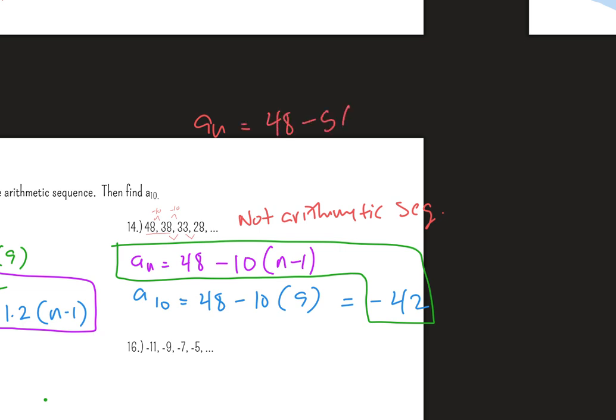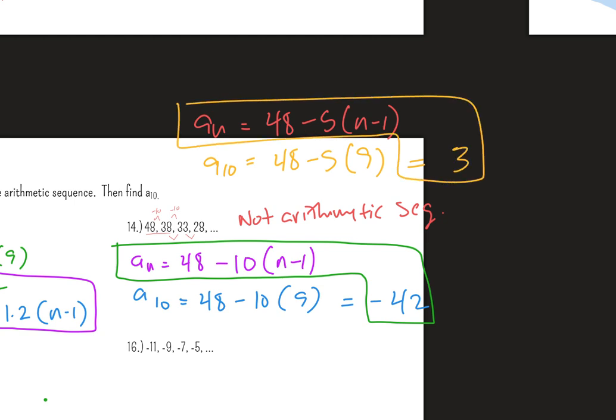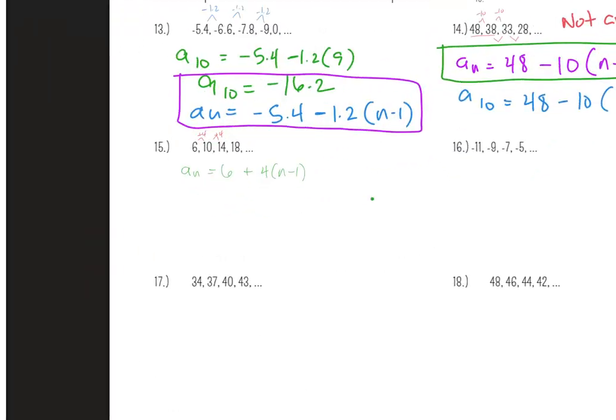just for fun. So let's pretend it was supposed to have been going down by 5. Well, then it looks like that. And then to find the 10th term, this would still be 9, because 10 minus 1. So 48 minus 45 would just be 3. So there's the other possible answer. Don't overthink this one. I think really it must have just been a typo.